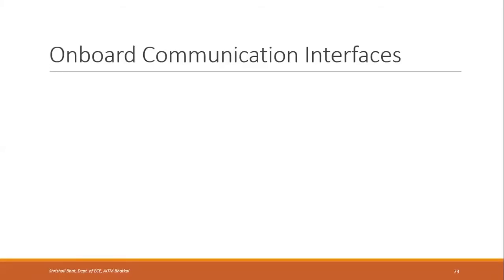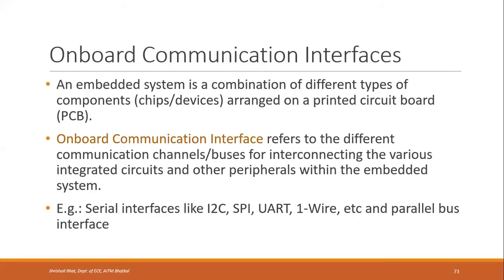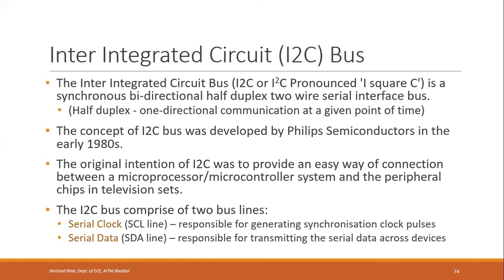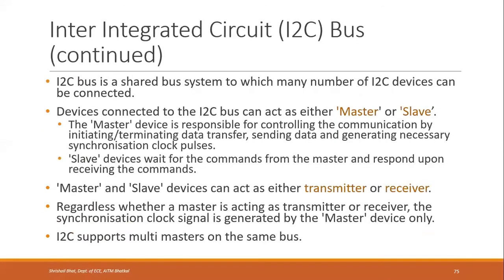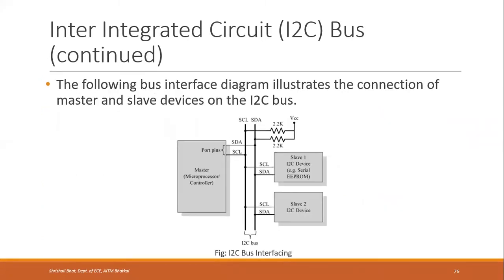In the previous class, we had started with the communication interfaces. We have seen there are two types: onboard communication interfaces and external communication interfaces. In onboard communication interfaces, we have seen one example, the I2C bus, that is inter-integrated circuit, where there are only two lines, a serial clock and a serial data line, over which the data is transmitted.